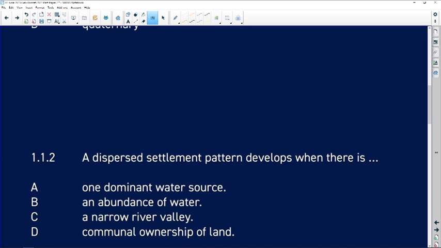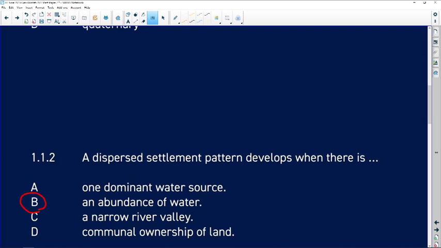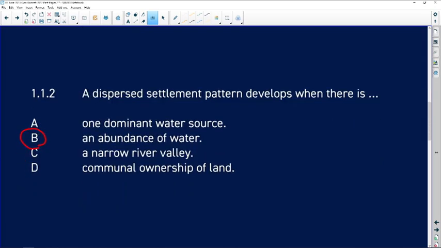So if we have a look at question 1.1.2, one dominant water source, that will be incorrect. Abundance of water, like I've mentioned, that will be the correct answer. A narrow river or valley, that will cause the settlement to be nucleated. Communal ownership of land will also be nucleated because the people farm together. They own the piece of land together. So the correct answer for 1.1.2 will be B.